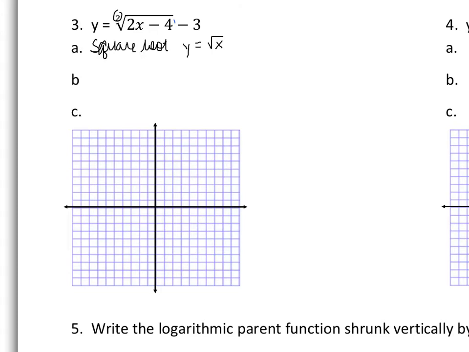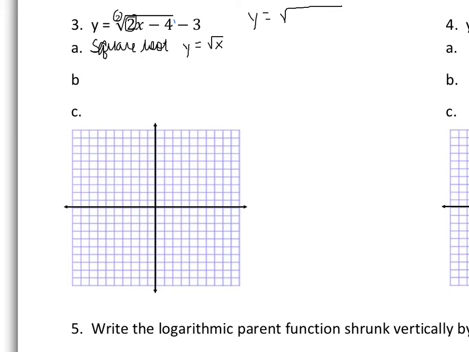Okay, so now I need to write down what everything is doing. Everything besides my parent function. So I've got this 2 here. Now notice that the 2 has not been factored out yet. So we need to go ahead and factor that out. So I'm going to rewrite it over here. I'm going to have y equals, still have my square root function, but inside that square root function I have to factor out the 2.